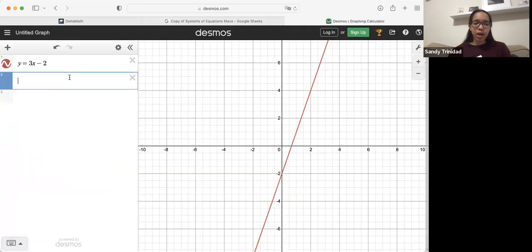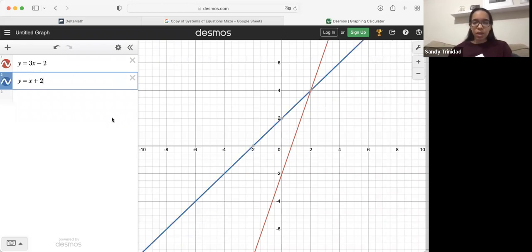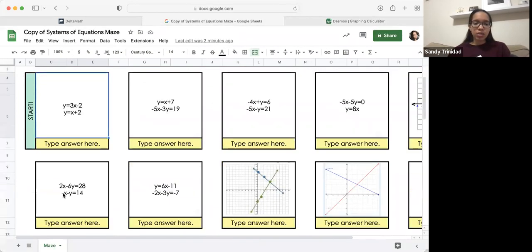So I can either press down here, or I can use my arrows on my keyboard to go down. And I'm going to write the same thing, y equals x plus 2. And now it graphs both equations for me. And I can go to where these two lines intersect, where these two lines have the point in common. And I see that they cross each other, or they make an X at 2, 4. So I can go here onto my first box where it says type your answer here. I'm going to erase that and I'm going to put the point that I found to be the intersection. So I'm going to put 2, 4.